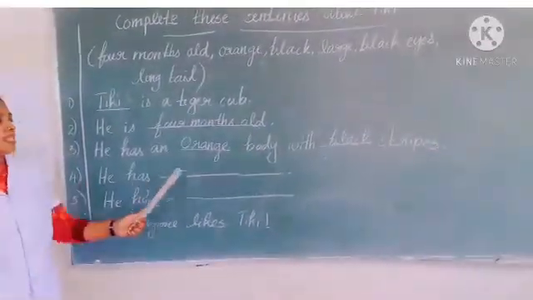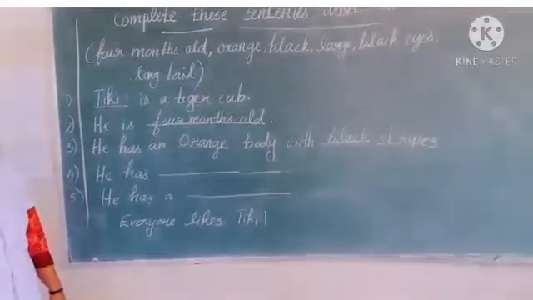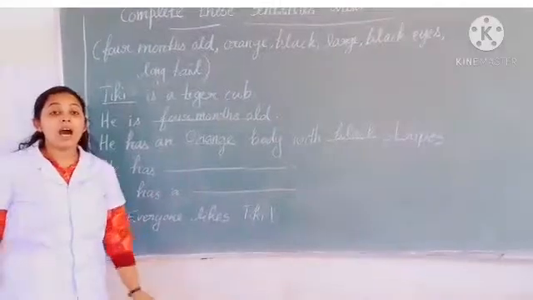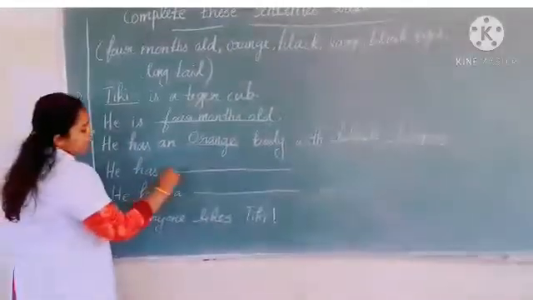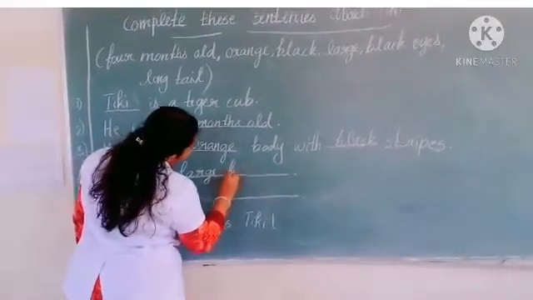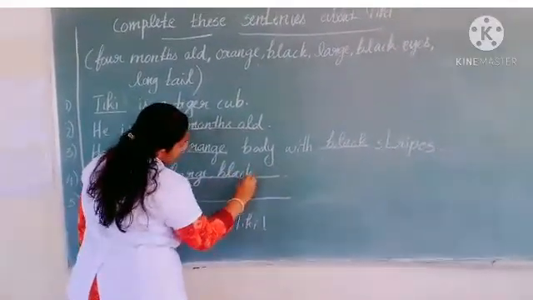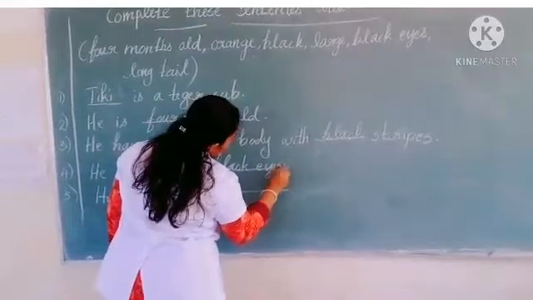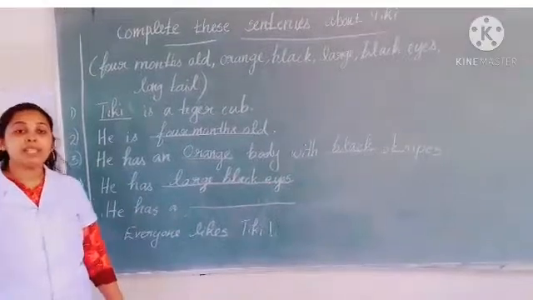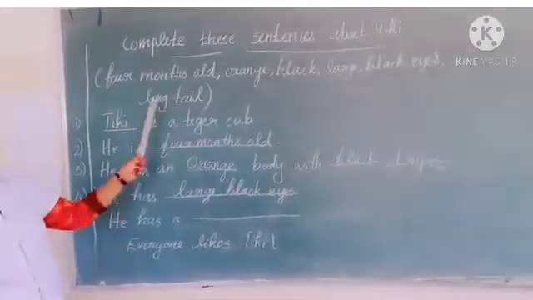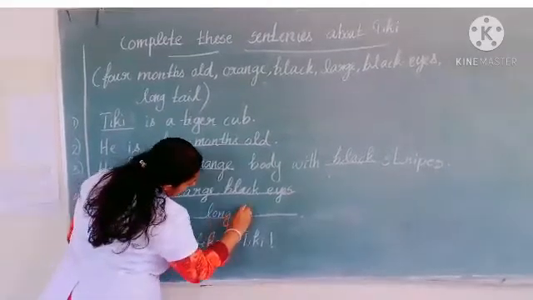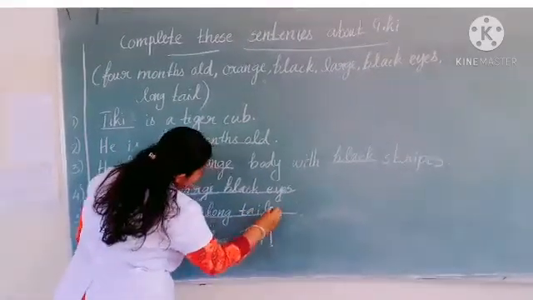Fourth one, he has dash. Who's that? Yes, he has large black eyes. Large black eyes. So here we can write he has large black eyes. And the last one, he has a dash. How is his tail? Yes, he has a long tail. So the last one we can write he has a long tail.